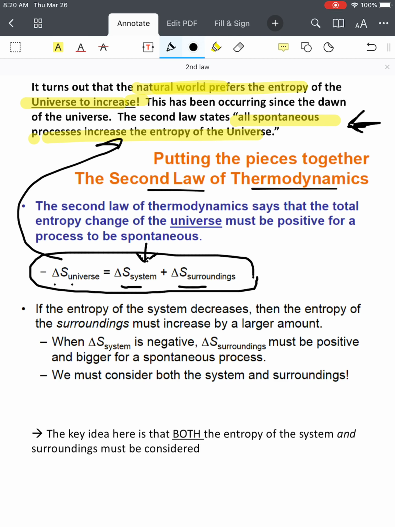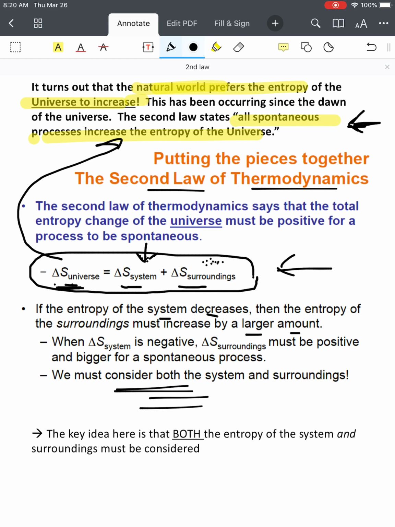So that's the reaction system. The surroundings then is everything else. So if I sum together the entropy change for the system and the surroundings, that tells me my delta S for my universe, okay? So if the entropy of my chemical system decreases, the entropy of the surroundings must increase by a larger amount for the process to be spontaneous. We have to consider both the system and the surroundings, and fortunately, that equation right there does that for us.